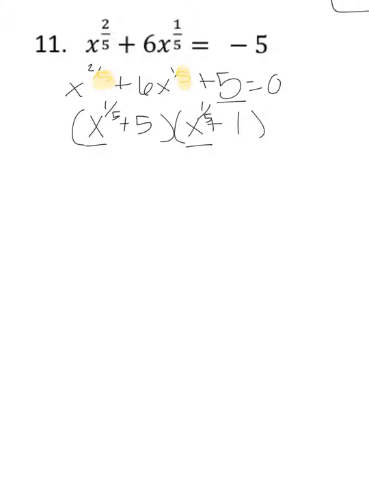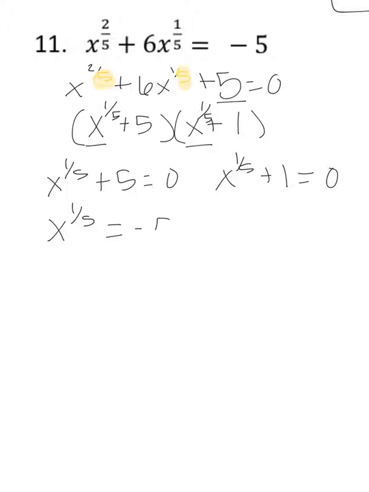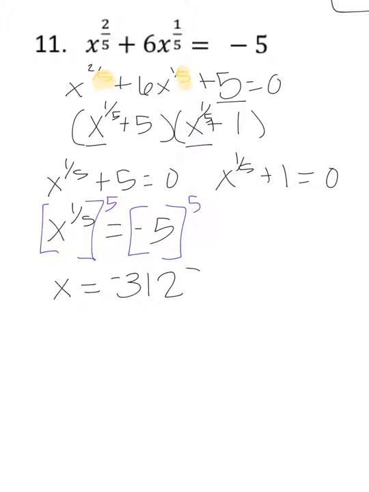So now that you've got it factored, you just need to set up your problem: x to the 1/5 plus 5 equals 0 to find out what our actual 0 is, and x to the 1/5 plus 1 equals 0. So we'll solve those problems. X to the 1/5 equals -5, and then we'll take each side to the reciprocal power. So that leaves us with x equals -5 to the 5th, which is -3125.